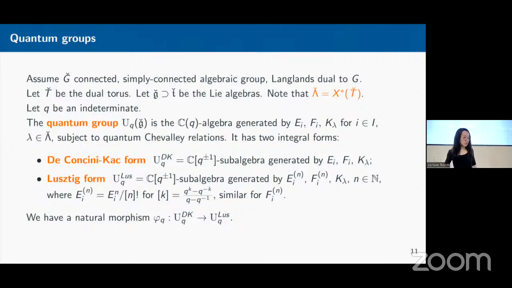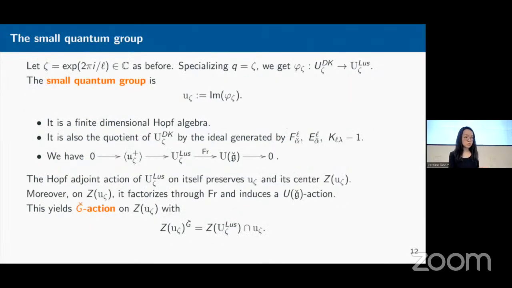Since you have more generators in the elliptic quantum group, you have a natural embedding from the De Concini-Kac quantum group to the elliptic one. But now these two are defined over this ring, so you can specialize q to any non-zero complex number. In particular, I can specialize q to the root of unity zeta from before, and then I get a map from these quantum groups at roots of unity.